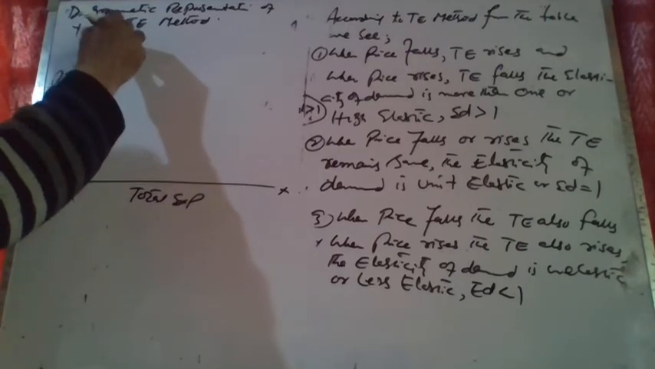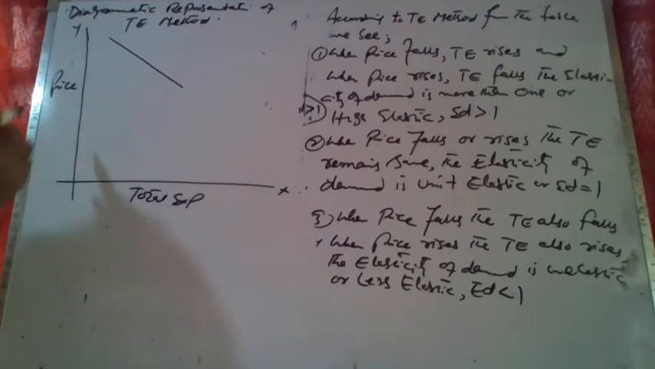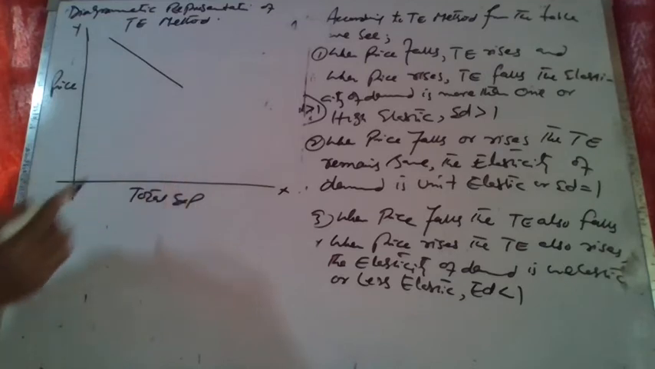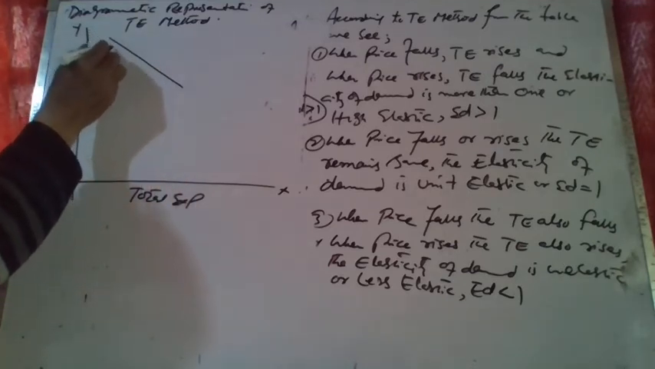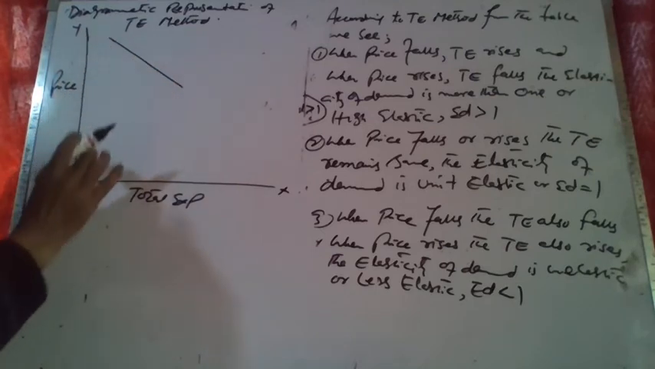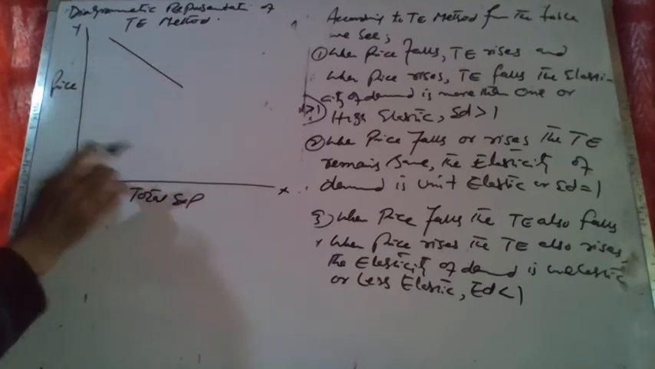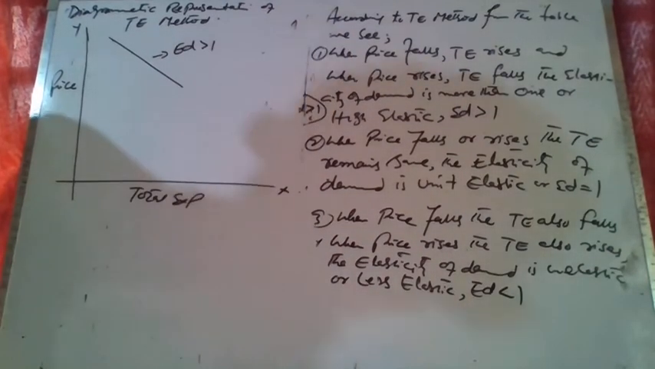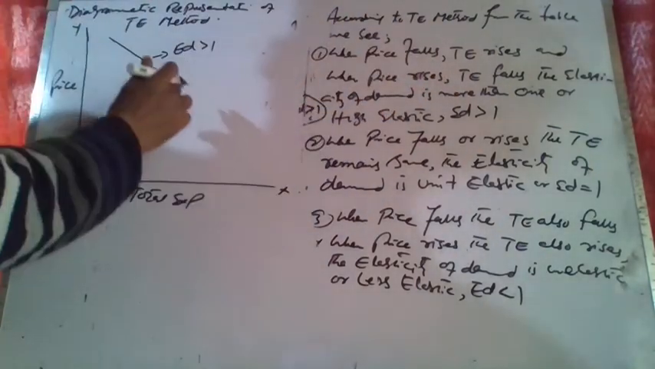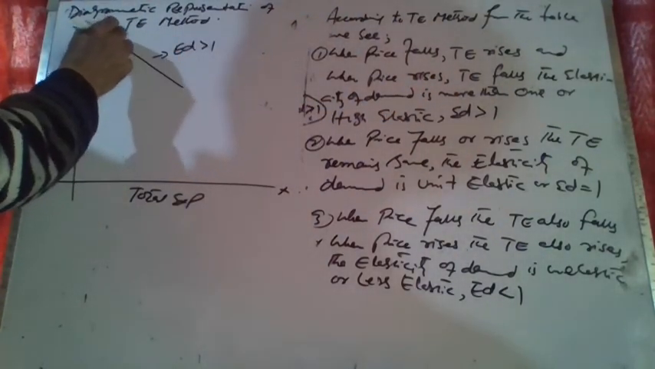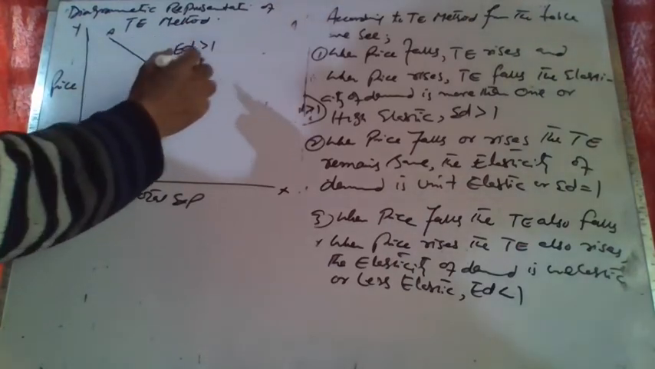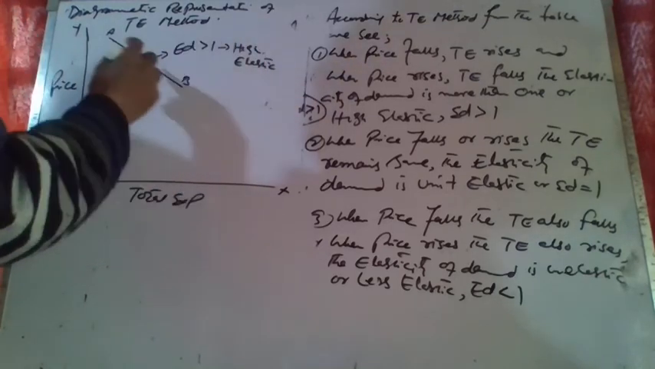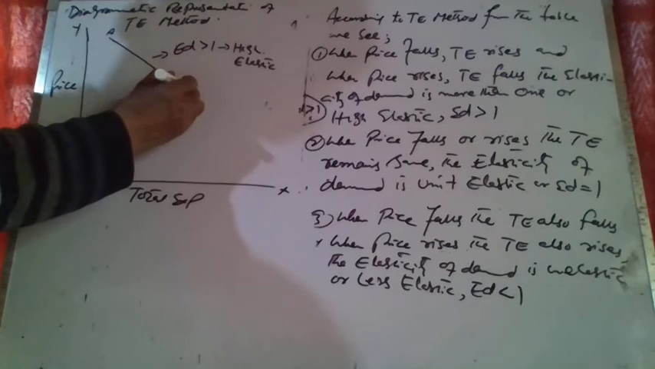When there is an opposite relationship, that means when price falls, the total expenditure rises. Price is this, total expenditure is this much. Price falls, total expenditure increases. So this is the stage when elasticity of demand is more than 1. This is the first stage. When price falls, there is an inverse relationship between price and total expenditure from A to B. For example, this curve shows high elastic demand, when there is an opposite relationship between total expenditure and price.